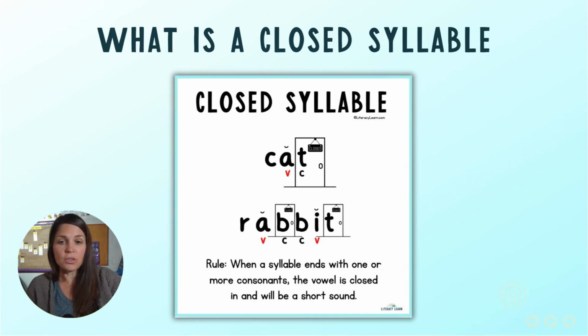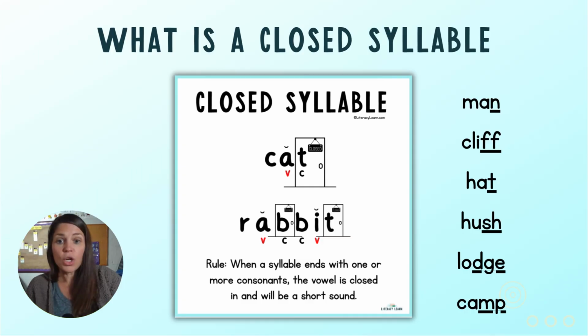I like to teach jingles to my students. I teach them closed syllable, short sound. Closed syllable, short sound, and we kind of pound it on our desks. Let's look at some closed syllable example words, and you're going to hear short vowel sounds in all of these words. Man, cliff, hat, hush, lodge, camp. These are all closed syllable words.